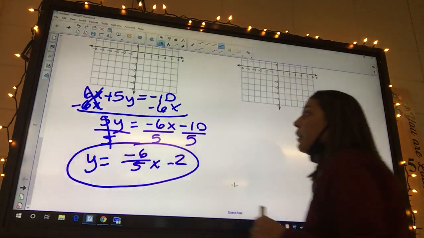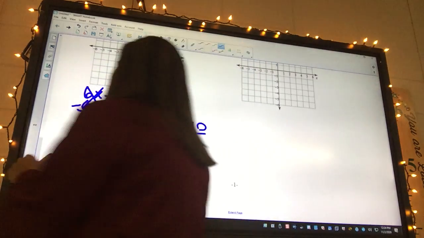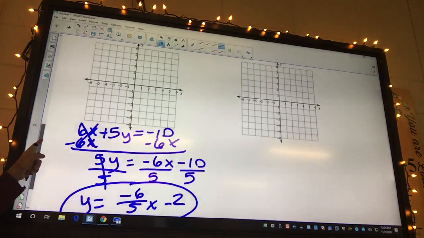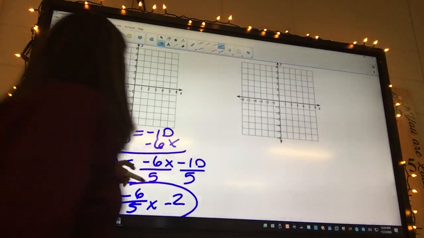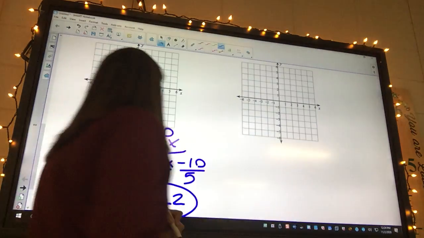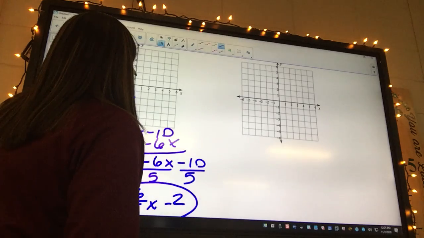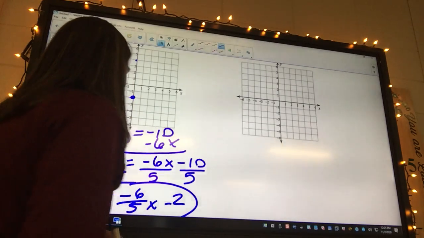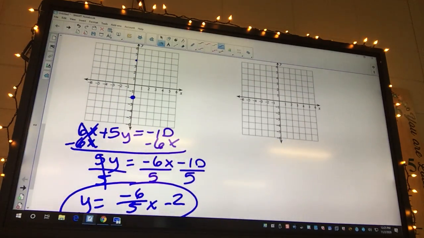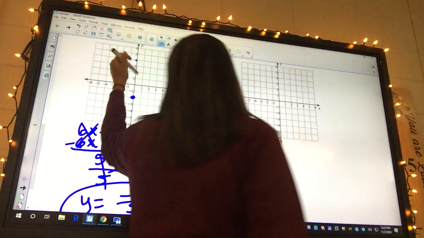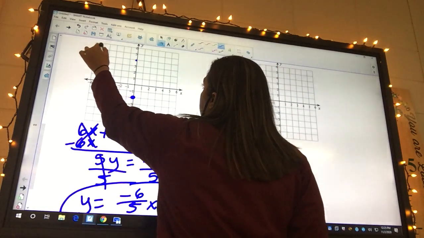Okay, and now we're ready to graph it. What do I graph first? Negative 6 over 5? Well, no, the negative 2. The negative 2, and what is that called? The y-intercept. So negative 2, and then do we go up or down 6? We can't go down 6, so we're going to have to go up 6. 1, 2, 3, 4, 5, 6. And we need to go over 5. Which way? To the left, because I want my line to be negative. So 1, 2, 3, 4, 5.